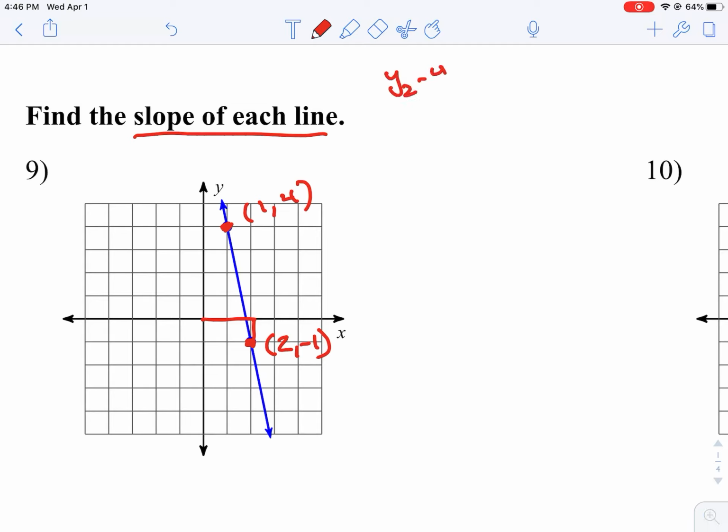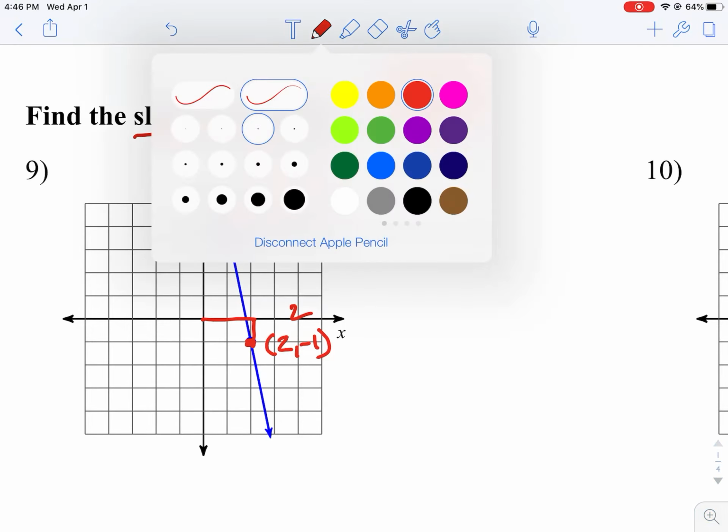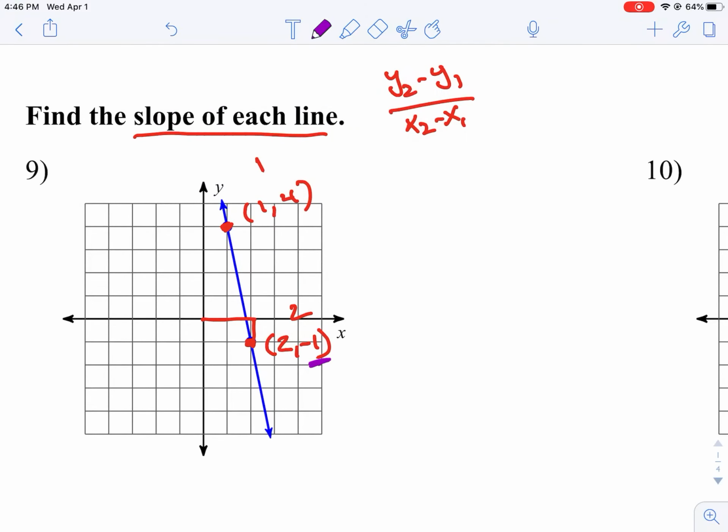Now, just do your y2 minus y1 over x2 minus x1. A lot of x2s, y2s, and all that, but just remember you can use your formula sheet, all right? Which is what you want to follow every time. So call this point 1 and this point 2. Pretty simple. So let's change colors one more time. Y of the second point minus y of the first point over x of the second point minus x of the first point.